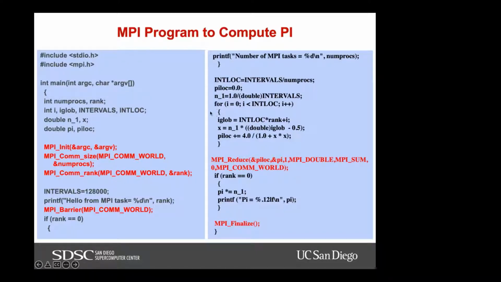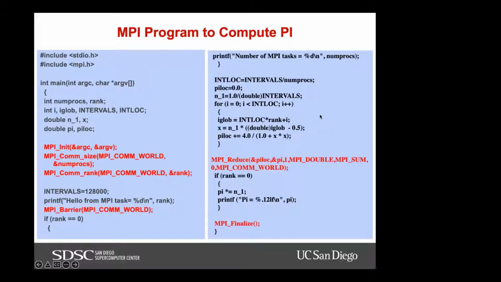So you can see how we are dividing up the space. We have found the total number of local intervals. Remember, we had 128,000 total. Say you ran with 16 tasks, you can just divide it by 16, and that would be the number of intervals on each MPI task. Then, based on that, you can calculate the global index from the local index times the rank plus i.